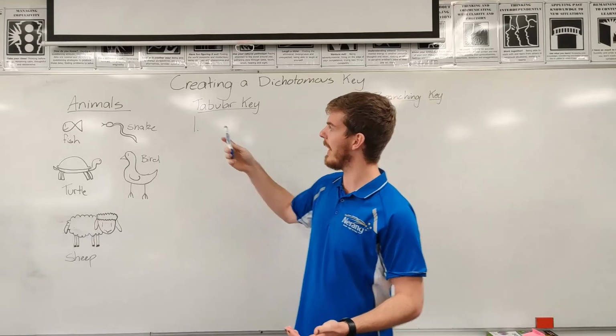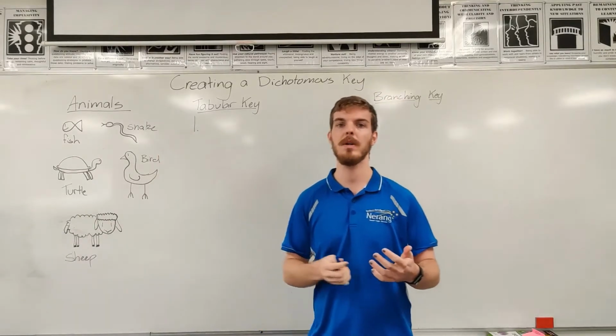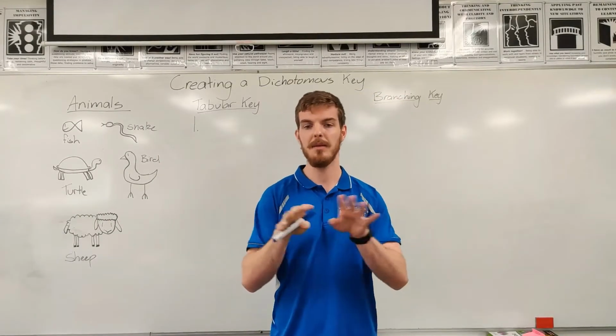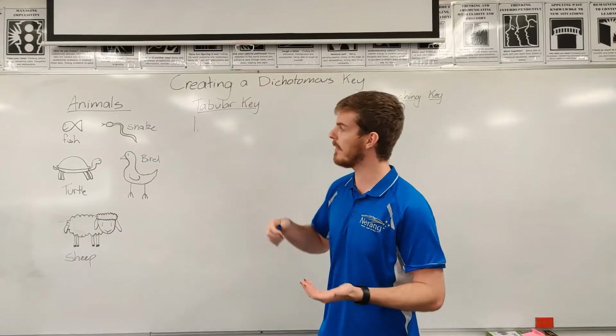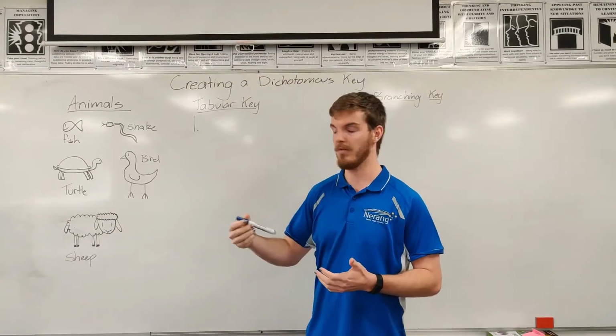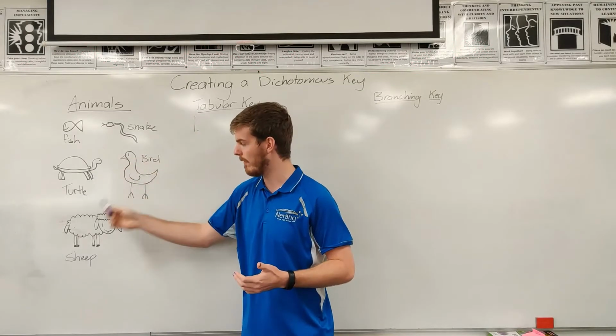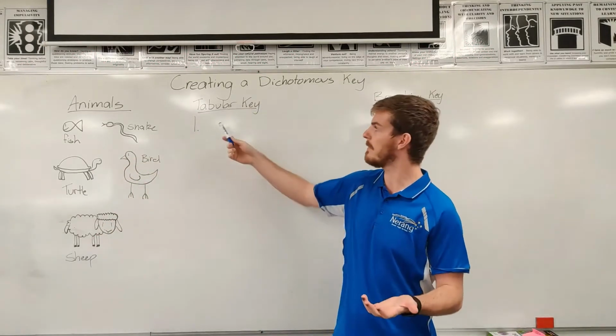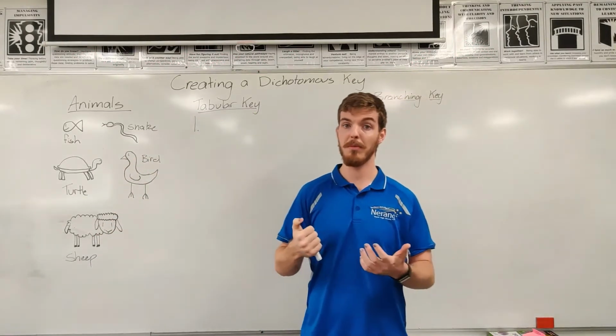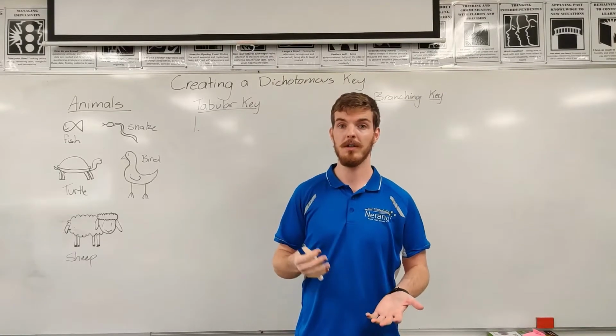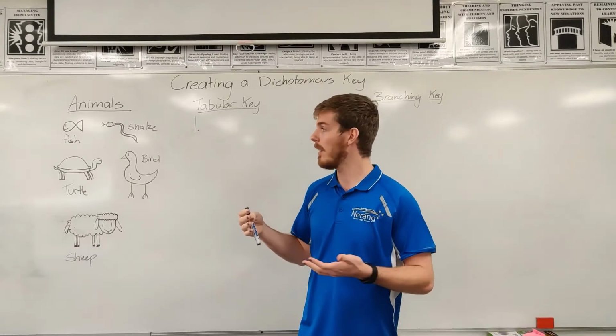So when we're looking at dichotomous keys, the easiest way to know how many steps, how many branches we need, is to have a look at how many species or animals we have. So we've got 1, 2, 3, 4, 5 animals, which means in the tabular key, we're probably going to end up needing 4 steps.